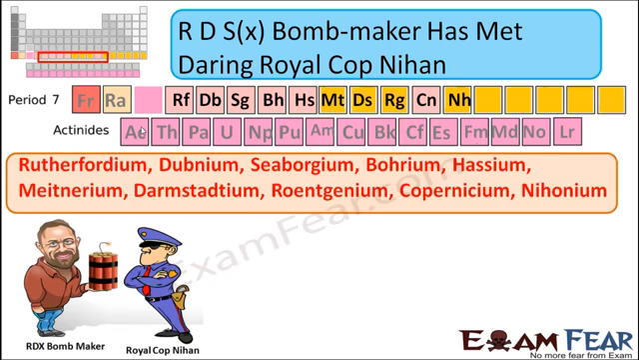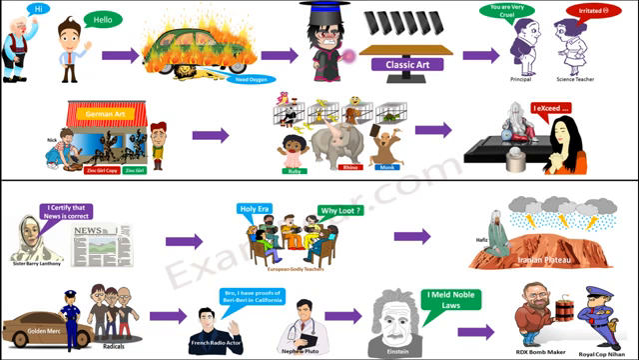So our final memory tip for these remaining elements of period 7 would be RDS bomb maker has met daring royal cop Nihan. Now, if you remember each memory tip or each storyline, you would be definitely able to remember the elements of that particular period.